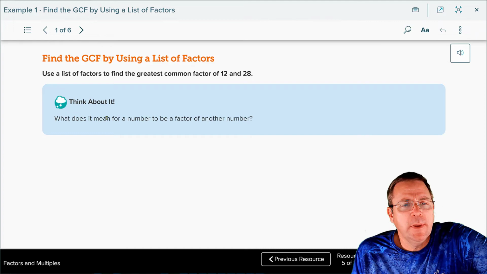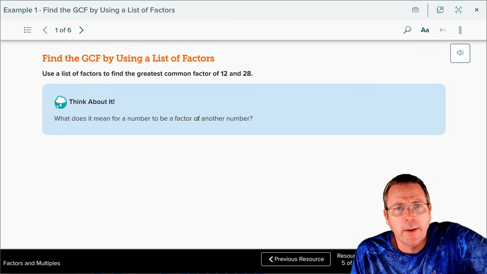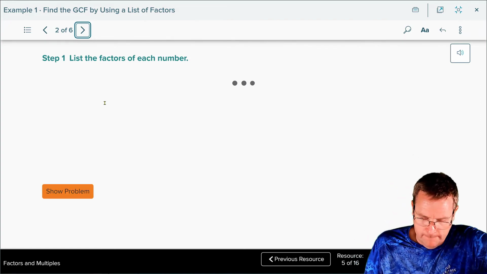And then what does it mean for a number to be a factor of another number? That means it is something that you can multiply by to get to the other number. So let's take a look at some of these here.